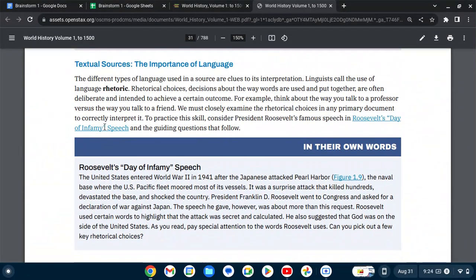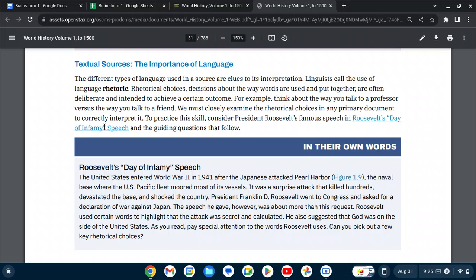Textual sources, the importance of language. The different types of language used in a source are clues to its interpretation. Linguists call the use of language rhetoric. Rhetorical choices, decisions about the way words are used and put together, are often deliberate and intended to achieve a certain outcome. For example, think about the way you talk to a professor versus the way you talk to a friend. We must closely examine the rhetorical choices in any primary document to correctly interpret it.